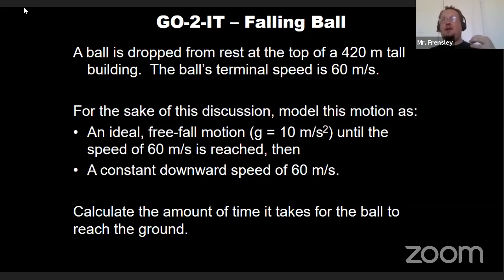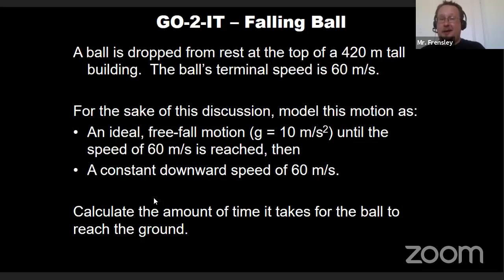So it's not going to be like you've learned. We're going to study actual air resistance next week, but this time we're just going to say free fall until you reach 60 meters per second, then the acceleration just turns off. So using this model where we free fall and then we just have a constant speed, calculate the amount of time it takes for the ball to reach the ground.